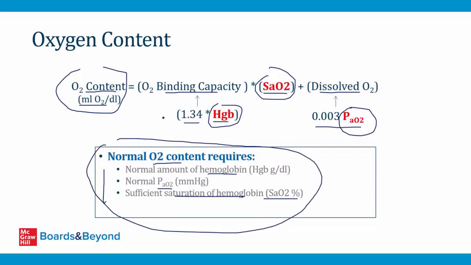And when you're talking about pulmonary diseases, you want to think of them in terms of these three elements. Is the hemoglobin concentration changed? Is the PaO2 changed? Is the SaO2 changed? That's how you should understand lung conditions that lead to low oxygen content of blood.